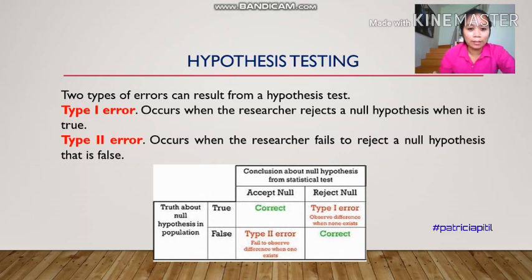And the second error is type 2 error. Type 2 error occurs when the researcher fails to reject a null hypothesis that is false. The null hypothesis is very crucial because you want to see differences. There is no. You want to see there is a significant. So it is type 2 error when you fail to reject the null hypothesis. These two types of error are in research terms.